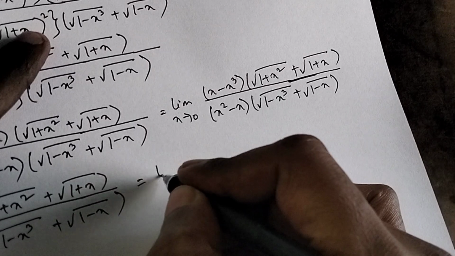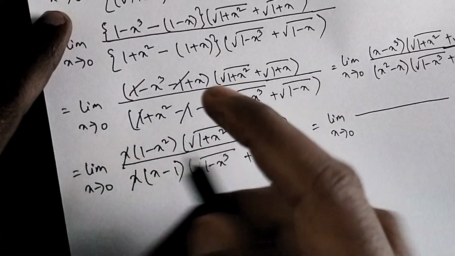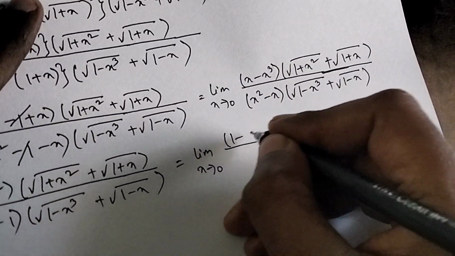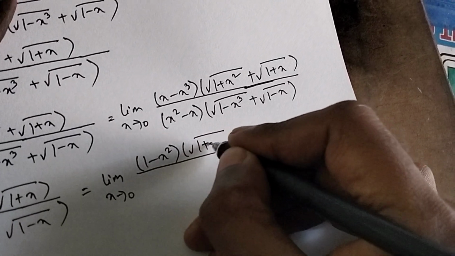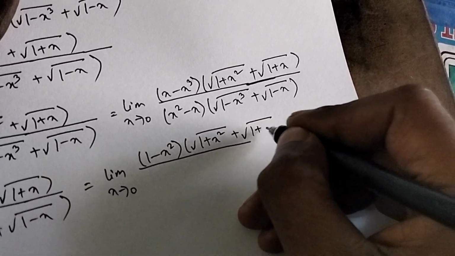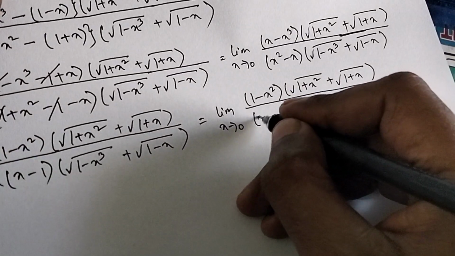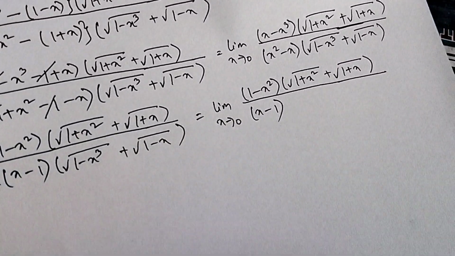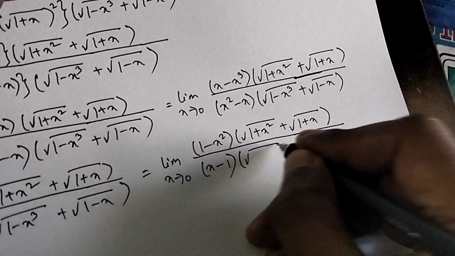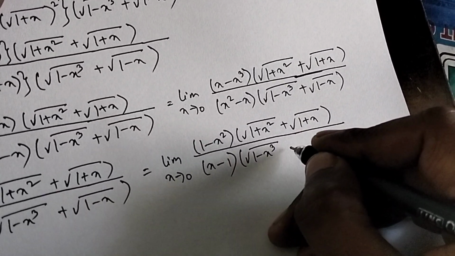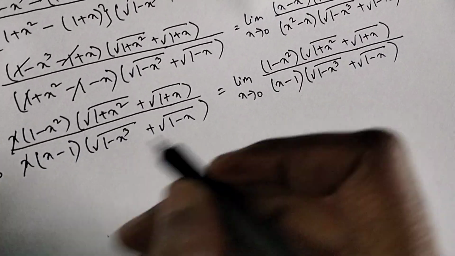So it will be limit x tends to 0, 1 minus x square, under root 1 plus x square plus under root 1 plus x, divided by x minus 1, under root 1 minus x cube plus under root 1 minus x. Now we'll simply replace x by 0.